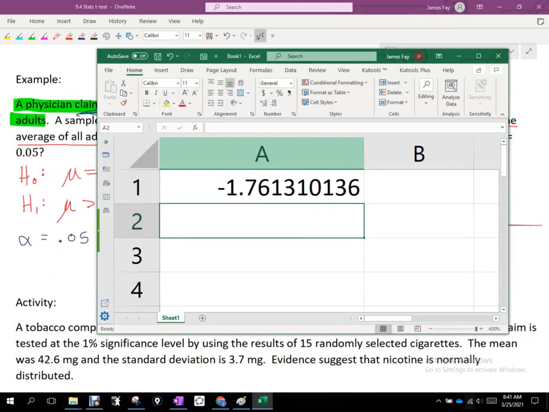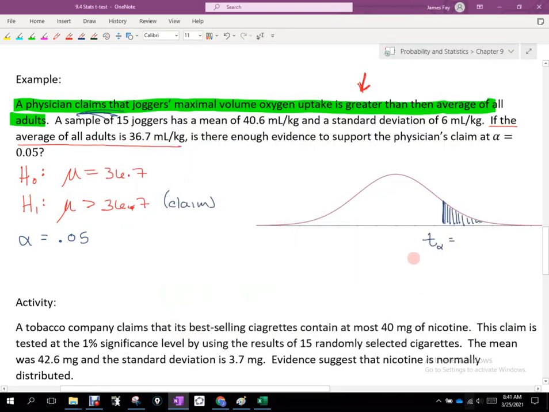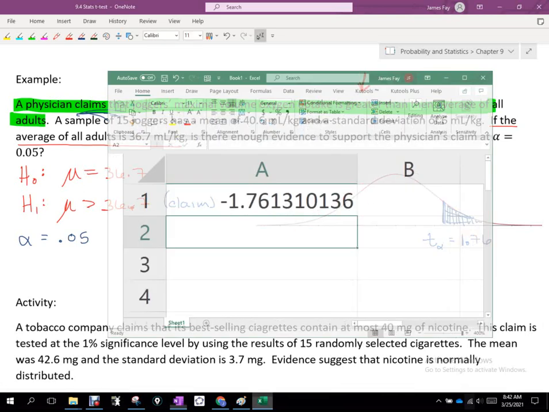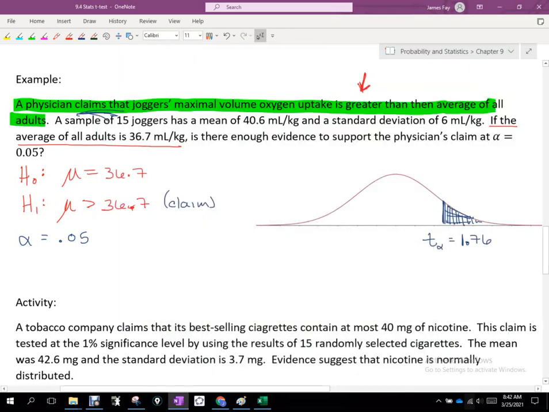Now that number, just think about this. Because of the way Excel is structured, that is the t-score attached to a left-tail cumulative probability of 5%. Does that make sense? But since this is a symmetric curve, if that area there is 5%, isn't this 5%? So if this was negative 1.76, this is positive 1.76. And I think that's the quickest, easiest way to determine that value. Okay, so that's your rejection region.